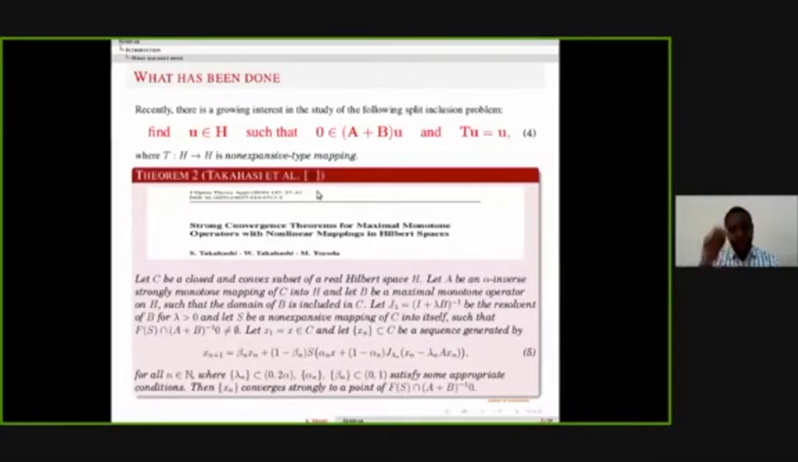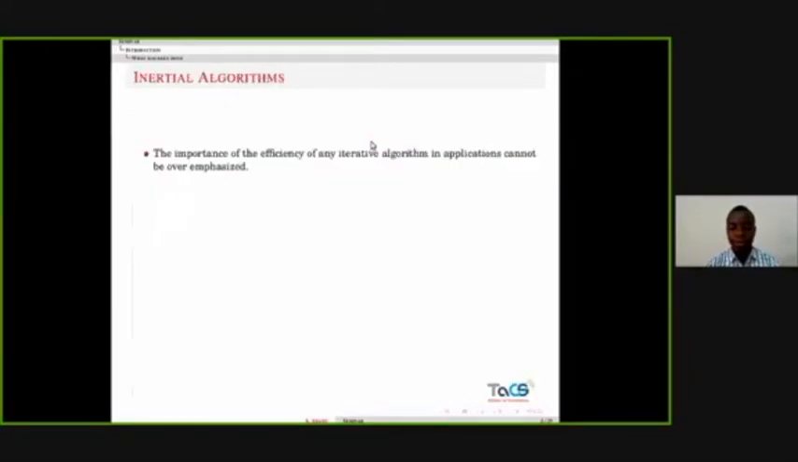In 2010, Takahashi et al. introduced and studied the iterative algorithm (5) for approximating solutions of the inclusion problem (4) in real Hilbert spaces, under the assumption that the operator A is alpha inverse strongly monotone, B is maximal monotone, and the operator T is non-expansive. Takahashi et al. proved that the sequence xn generated by algorithm (5) converges strongly to a solution of the inclusion problem (4).